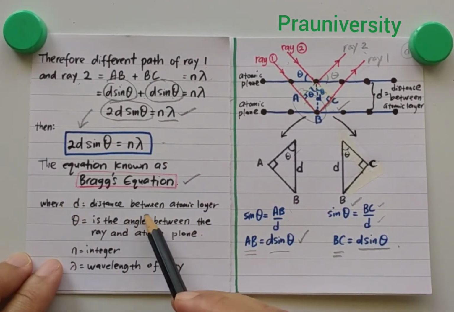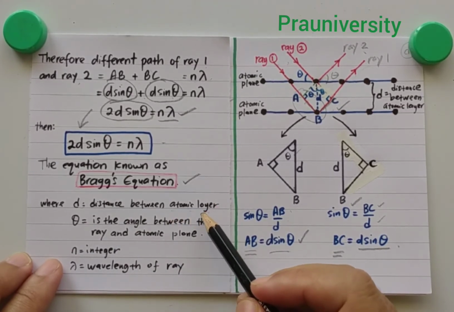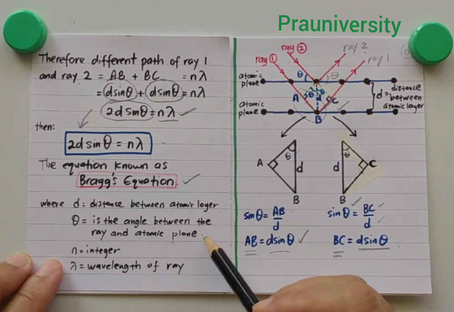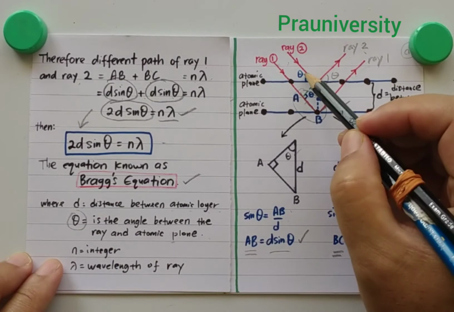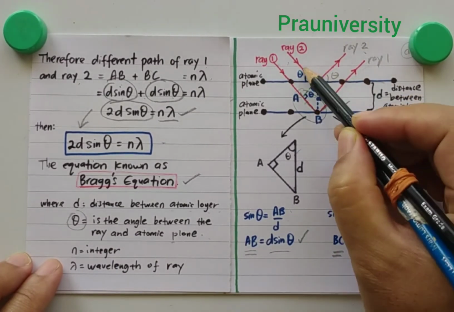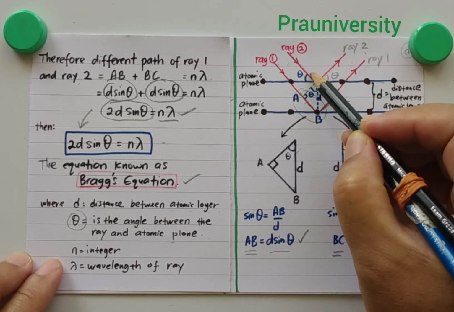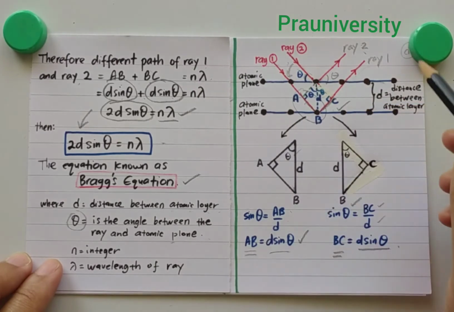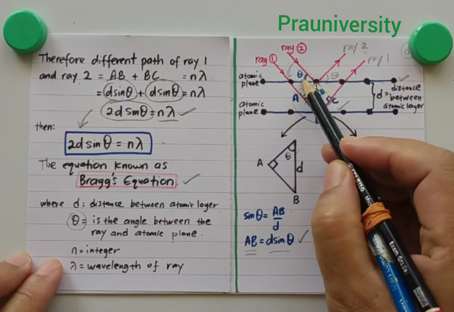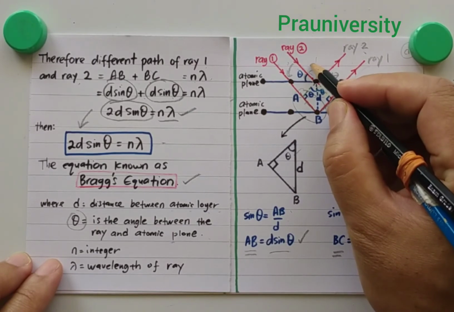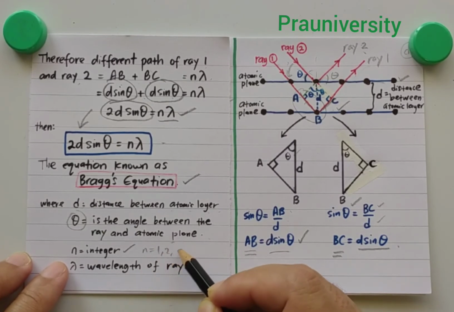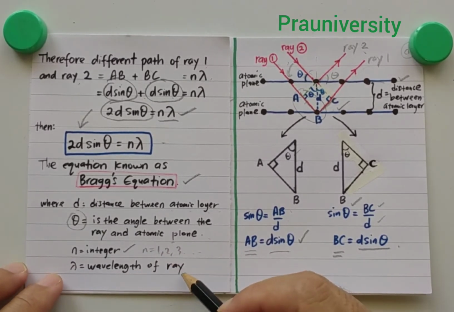Here d is the distance between the atomic layers or the atomic lattice planes, and theta is the angle between the ray and the atomic plane. So be careful, theta is here. Here is the atomic layer, and here is the ray. So theta is from the ray relative to the atomic layer. Theta is here, not here. n is the integer, so it starts from 1, 2, 3, and so on. And the last one is the wavelength. Lambda is the wavelength of the ray.